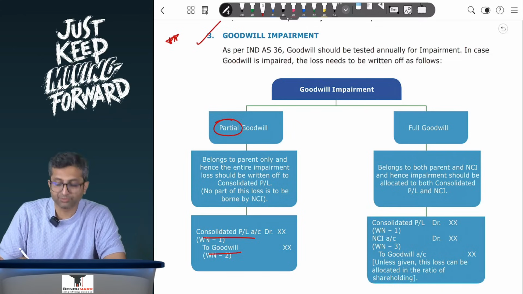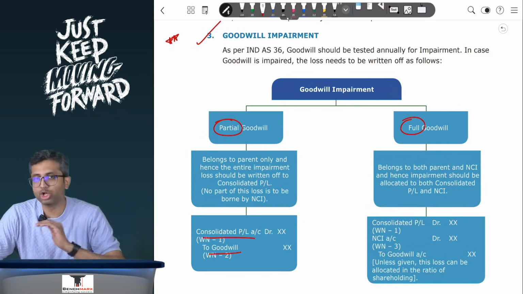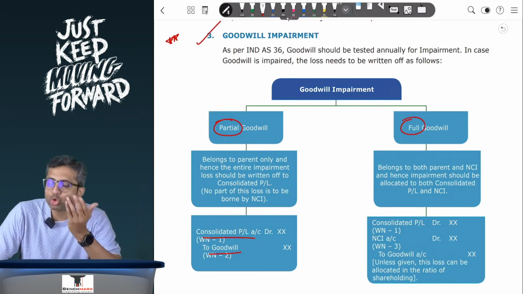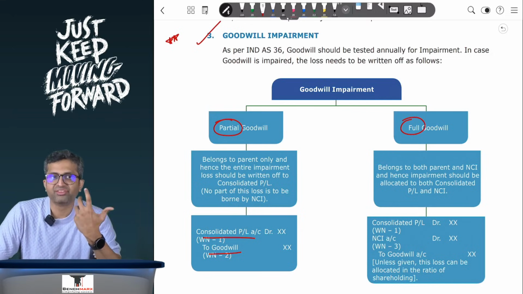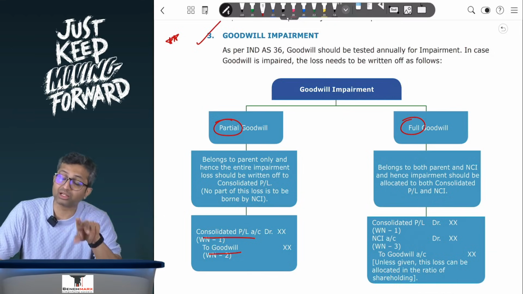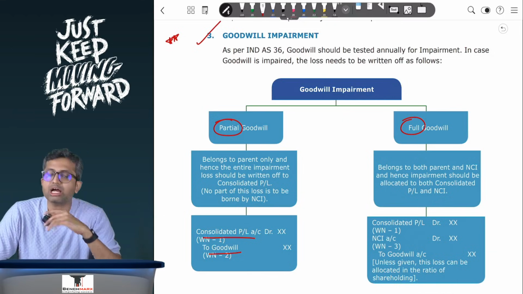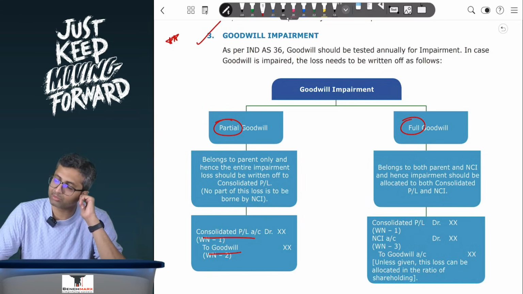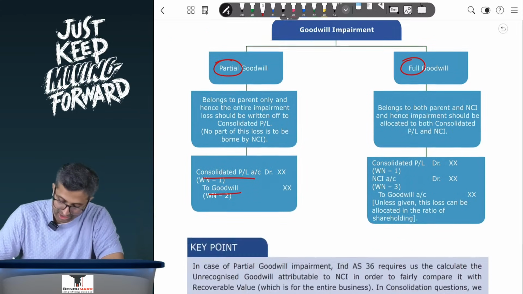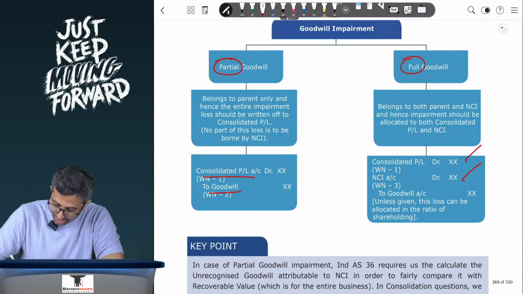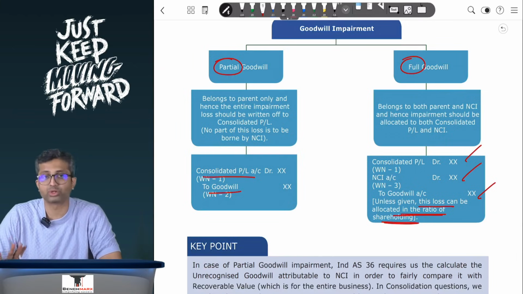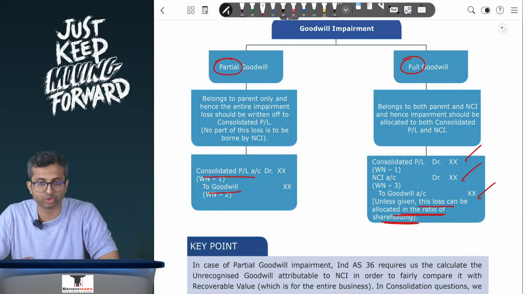However, if it is a full goodwill question, then the loss has to be shared by parent and N.C.I both. So, if there is a 100 rupee goodwill impairment, 70 rupees of that loss will go to the parent, and 30 rupees will be borne by the N.C.I because it's a full goodwill. So, if goodwill is attributed to parent and N.C.I both, its impairment will also be borne by parent and N.C.I both. Consolidated P&L account debit, N.C.I account debit to goodwill. Unless given otherwise, this loss can be allocated in the ratio of the shareholding. That is what N.C.I does, and hence that is what we will also do.